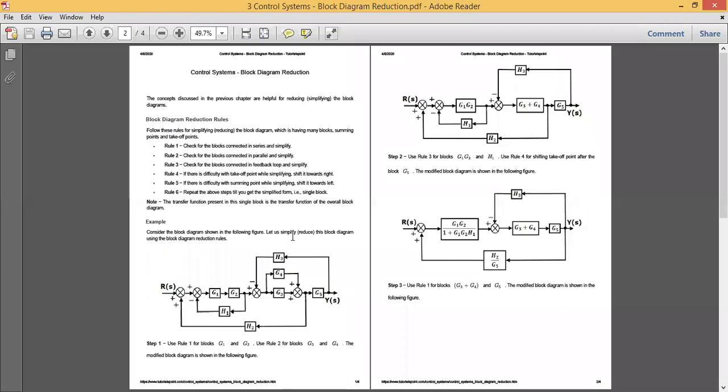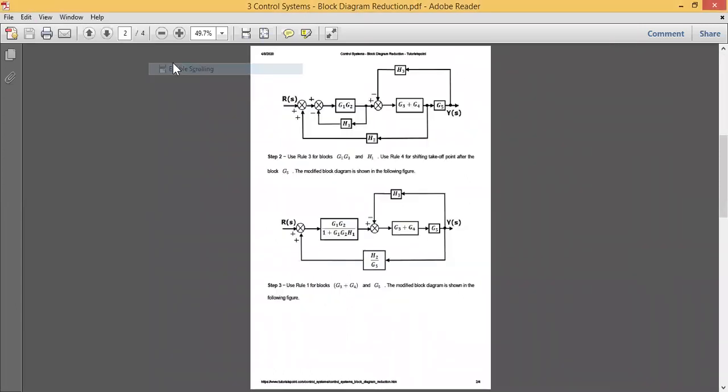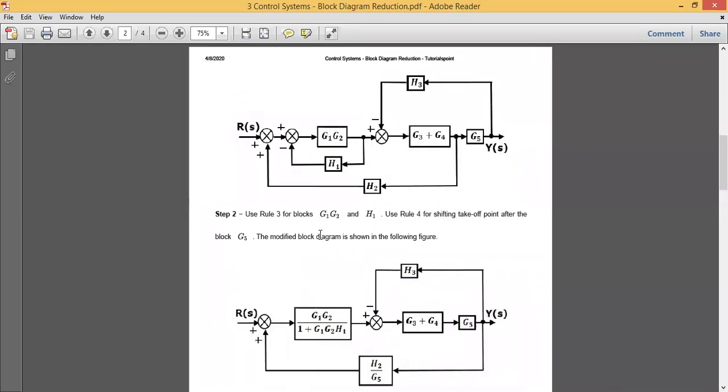Now let me make it more clear once more. Try to listen very carefully. It is not always that the rule should be followed step by step. Why? Because now see this figure, I will just make it a single window, a single page. Try to see this figure.